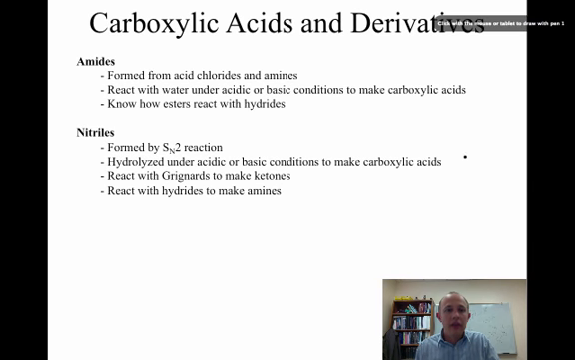Okay, to summarize, amides can be made from acid chlorides and amines. We know that they can form carboxylic acids under acidic or basic conditions, and we know that they can be reduced to primary amines with lithium aluminum hydride. Similarly, let's talk about nitriles for a second. They can be formed by SN2 reactions. They can be hydrolyzed to carboxylic acids under acidic or basic conditions. They can react with Grignard reagents to make ketones, and they can react with hydride reagents to make primary amines.